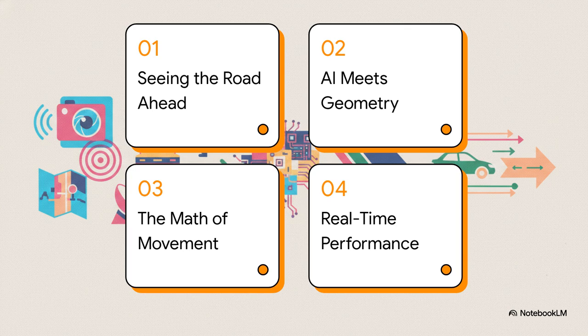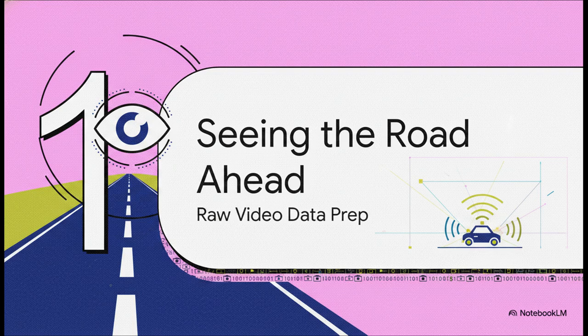So, here's our roadmap for today. We'll start with seeing the road ahead, move into AI meets geometry, tackle the math of movement, and finally wrap up with real-time autonomous performance. Let's get right into it. Section 1. Seeing the road ahead.